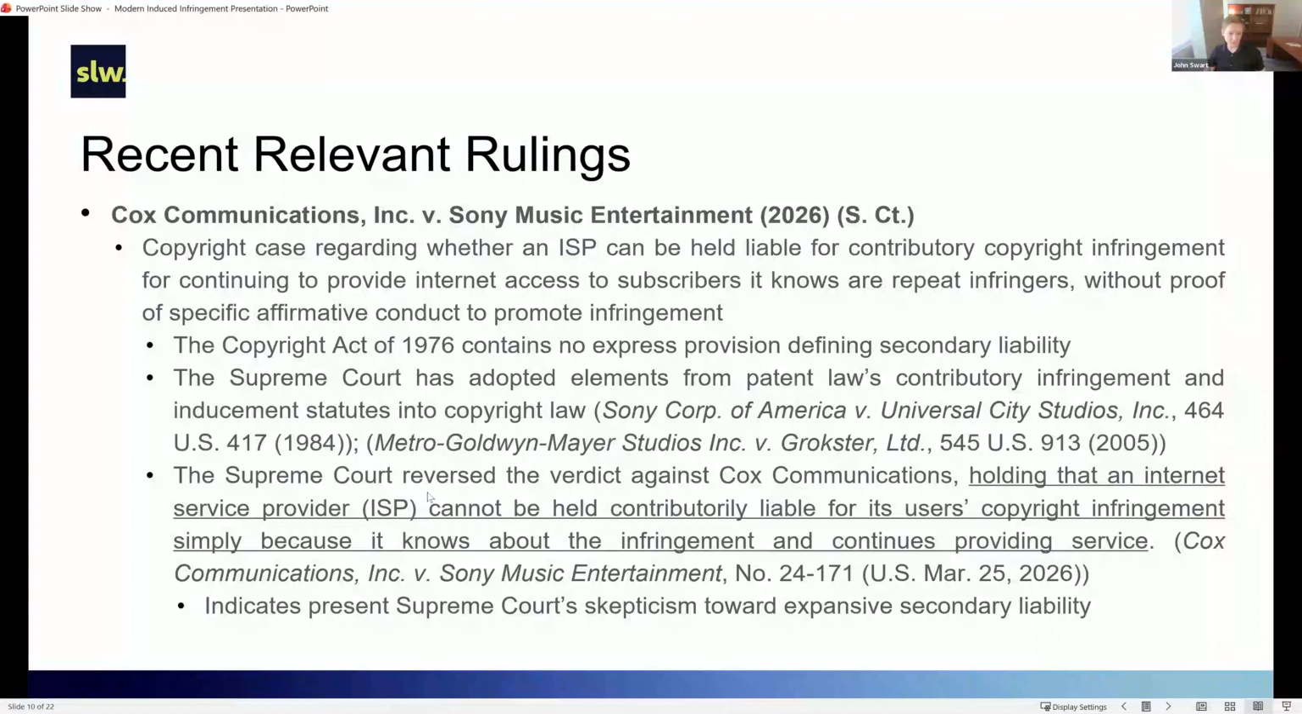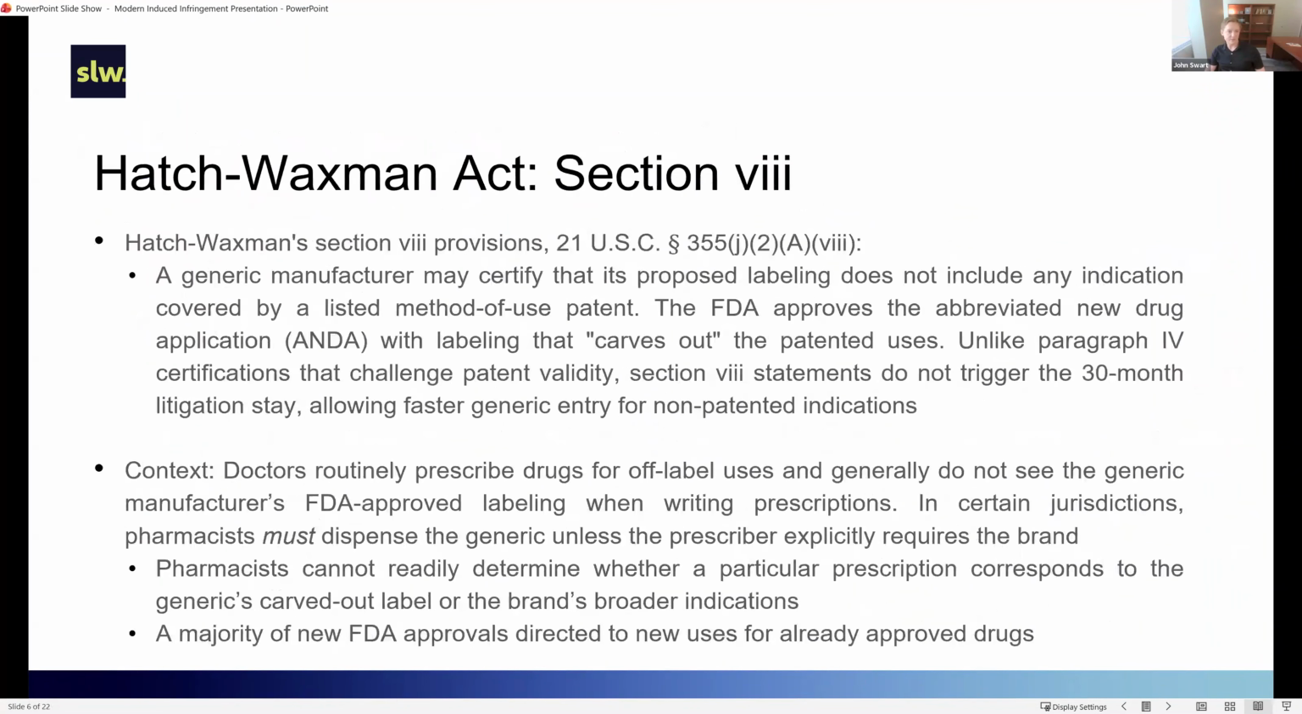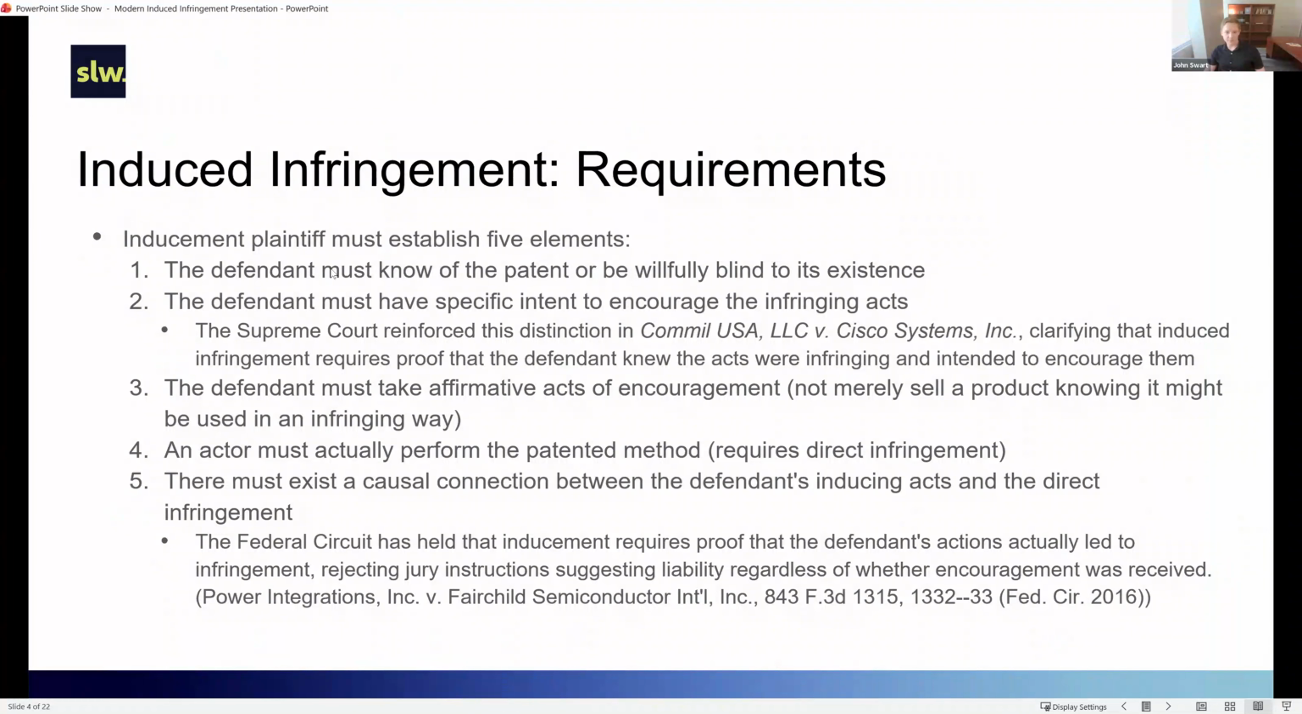So here, the Supreme Court just a couple of months ago reversed the verdict against Cox Communications, holding that an internet service provider could not be held contributorily liable for its users' copyright infringement simply because it knows about the infringement and continues providing service. So, if nothing else, this indicates that the present Supreme Court is skeptical about expanding secondary liability beyond these 5 points that we discussed from Supreme Court cases and Federal Circuit cases.